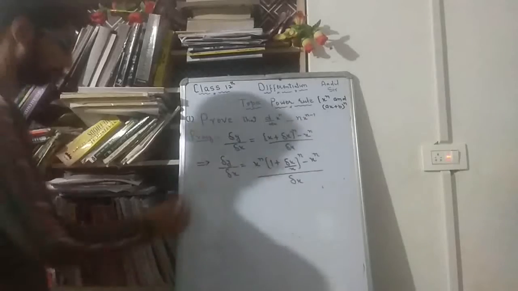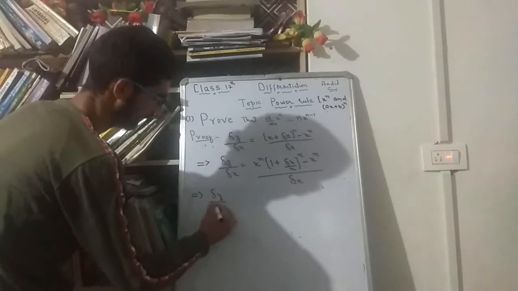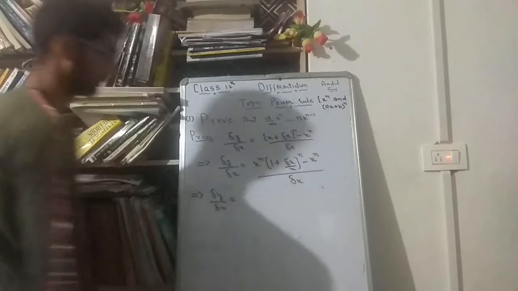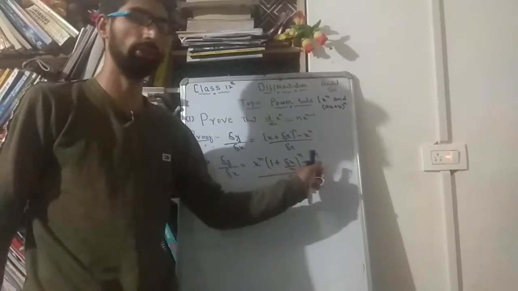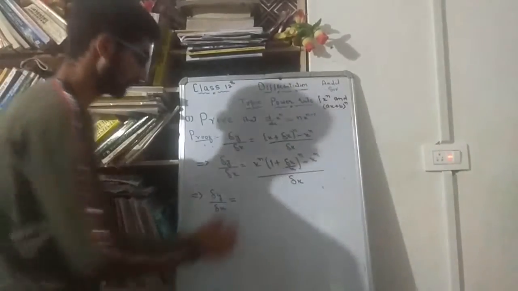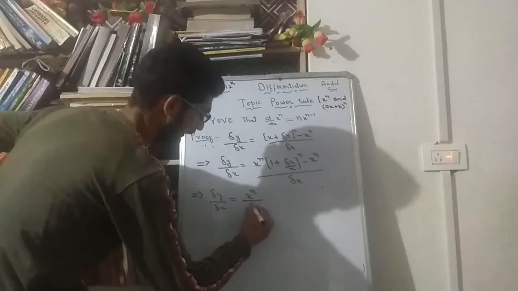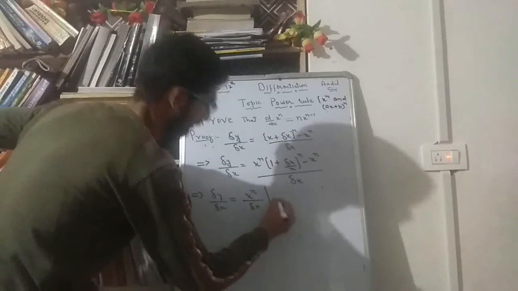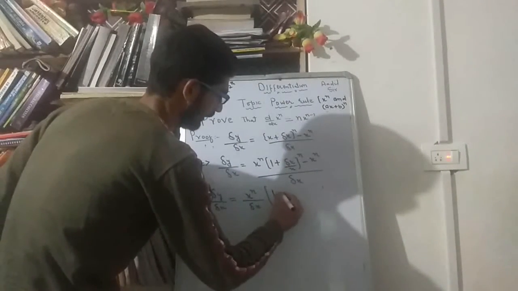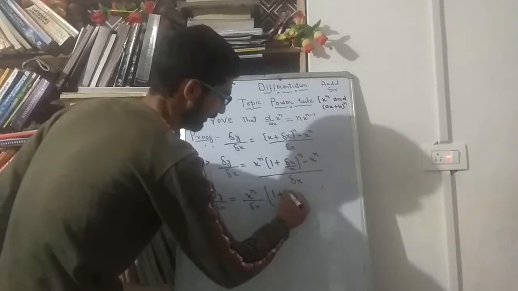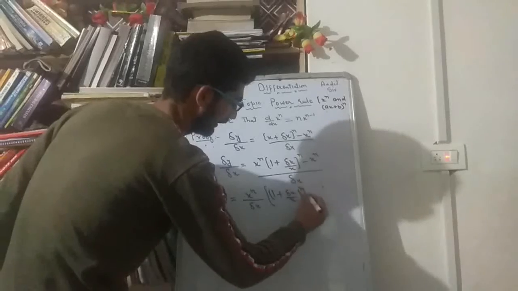So it will be now del y divided by del x equals to, you check here, x^n is a factor of this variable and also here. So we can factor out this x^n. So it will be x^n, then divided by this del x, and inside the bracket there is now 1 plus this del x divided by x, raised to the power n, and then minus 1.